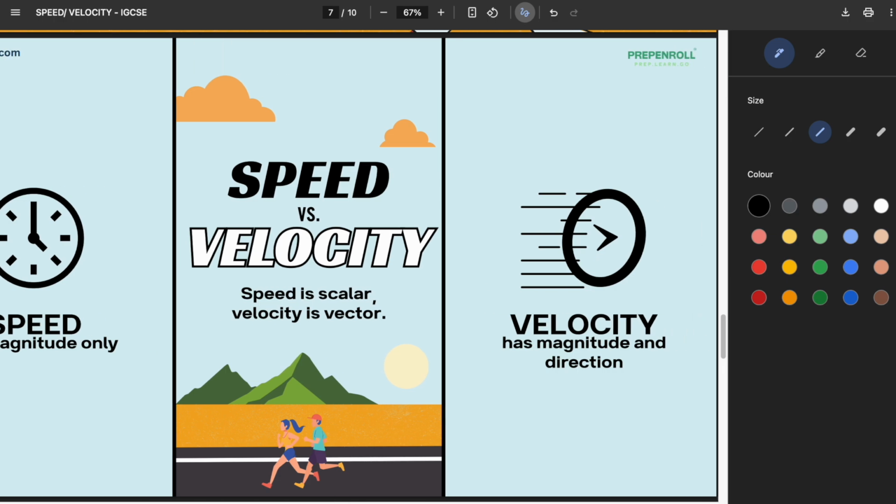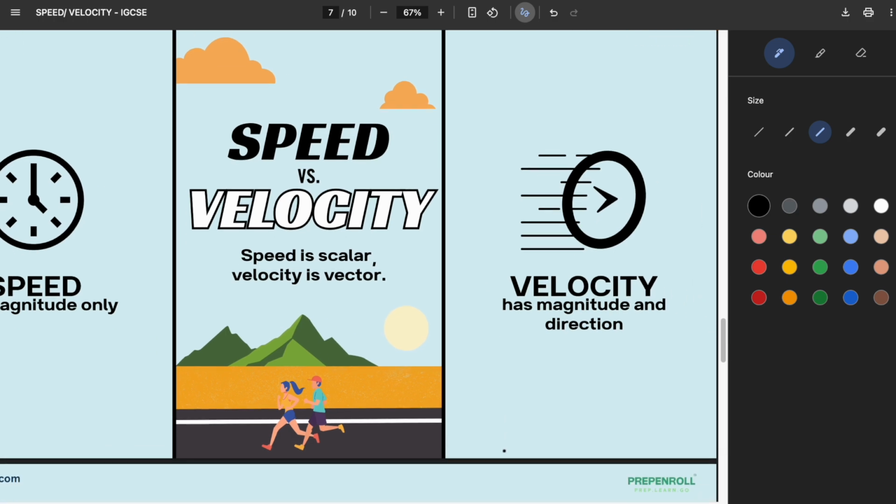Let's talk about the difference between speed and velocity. Simple. Speed is a scalar quantity, velocity is a vector quantity. That is one thing. Speed is measuring distance per unit time, while velocity works with the displacement per unit time. As distance cannot be zero, the speed of a moving body cannot be zero, but velocity can be zero.